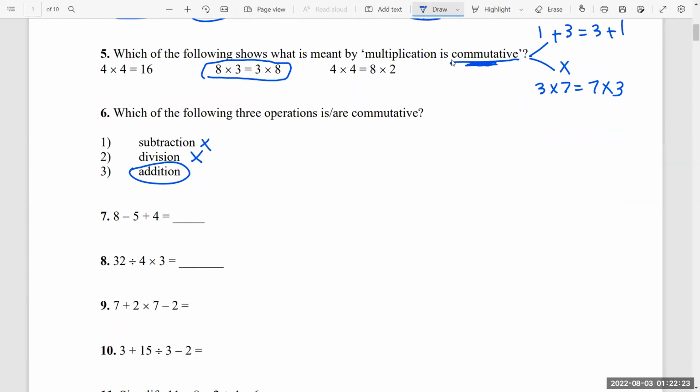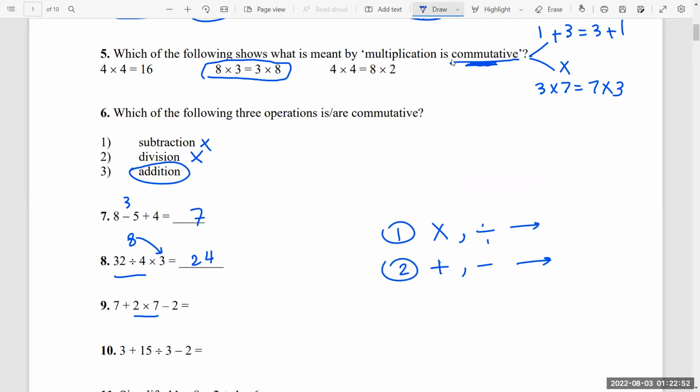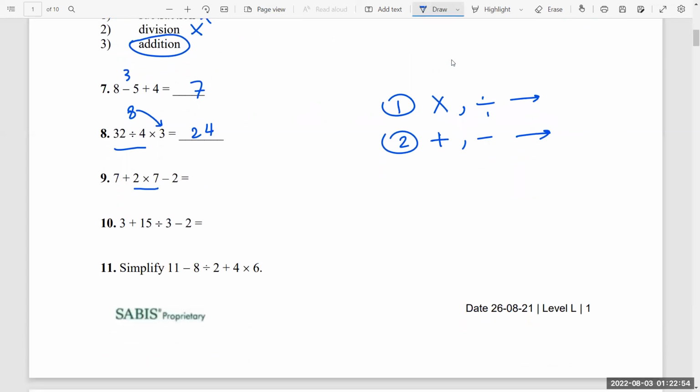8 minus 5, 3. 3 plus 4, 7. Divide and multiply. You have to divide first. 32 divided by 4 is 8. And then 8 times 3 is 24. If you have plus, multiply, minus, you have to multiply first. Always multiply and divide first. Multiply and divide, this is the first step in any operation. And then add and subtract from left to right, this is the second step. Okay, according to BIDMAS. You remember BIDMAS or BODMAS?